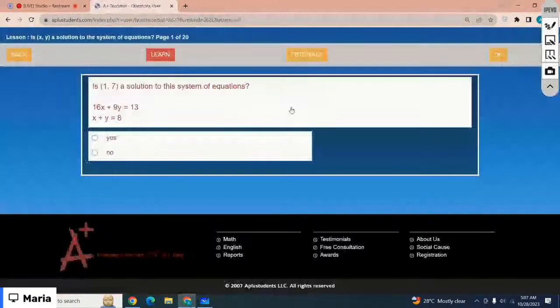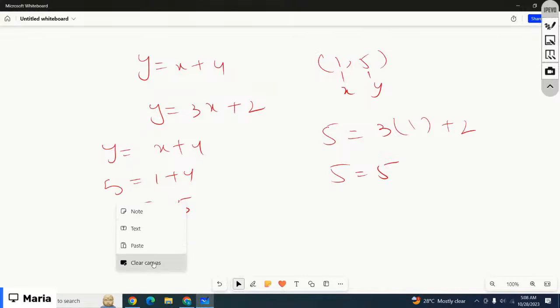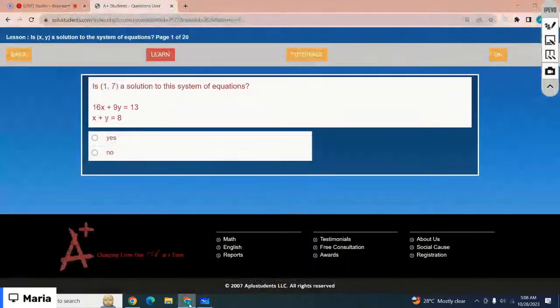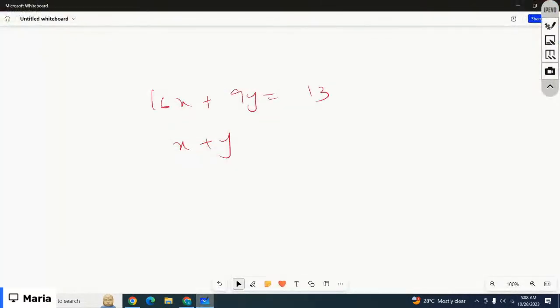Is (1, 7) a solution of the system of equations? The equations are 16x plus 9y equals 13 and x plus y equals 8. Let's check. 16x plus 9y equals 13. The answer is no, because 16x plus 9y equals 13 and the other one is x plus y equals 8, and the point is 1 and 7. Just replace the values in the equations.